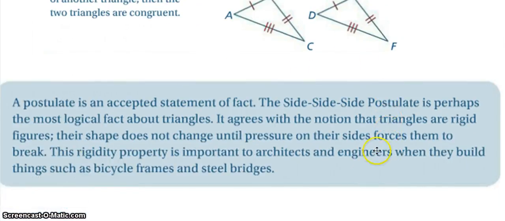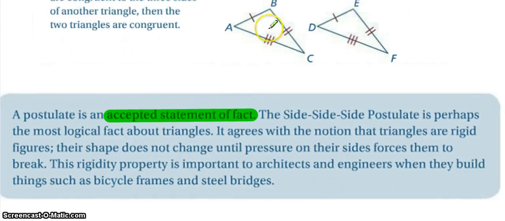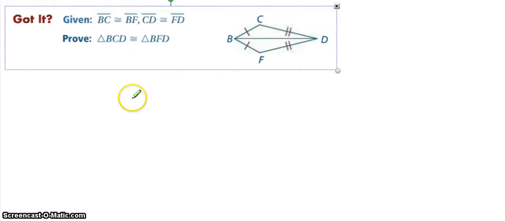Now, why do we call this a postulate and not a theorem? Take a second to read what a postulate is. I love this phrase right here, an accepted statement of fact. It just sounds so powerful. So as long as we know all 3 sides have congruent sides on another triangle, then we know they are congruent.